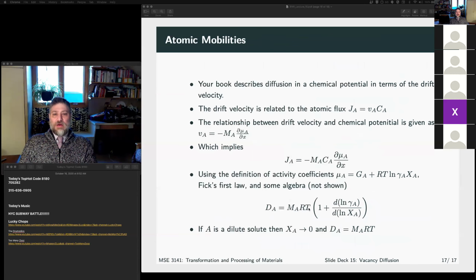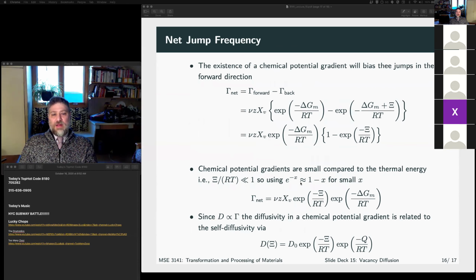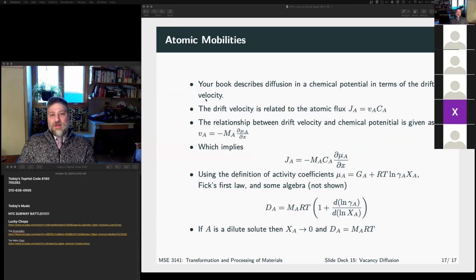So your book, the reading, talks about this in terms of atomic mobilities, right? This is, I think, very fundamental theory, and I don't know why your book doesn't talk about this. Instead, they talk about drift velocities and net fluxes. So if we have a composition of A and a drift velocity, we get this flux.